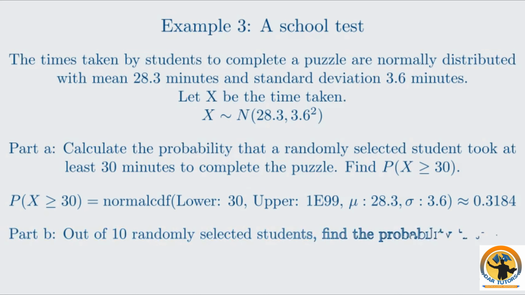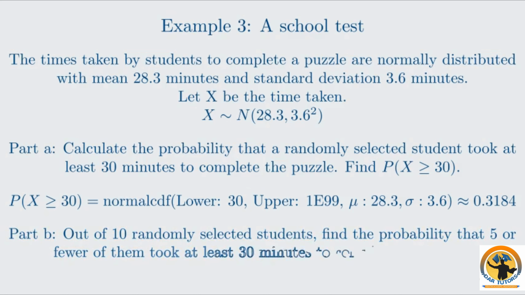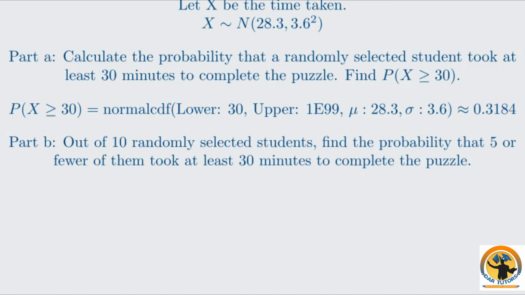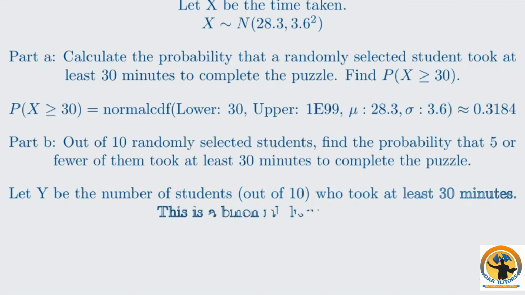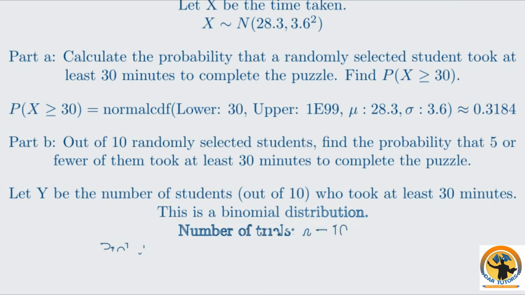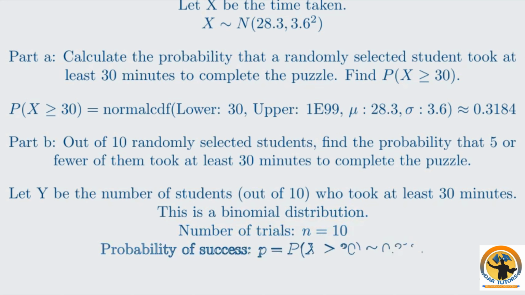We want to find the probability that 5 or fewer of these 10 students took at least 30 minutes to complete the puzzle. Notice that we have a fixed number of trials, n equals 10, and we're looking for the number of successes. A success in this context is a student taking at least 30 minutes. We've just calculated the probability of success, p, which is 0.3184. This is the definition of a binomial distribution. So, let Y be the number of students who take at least 30 minutes. Y follows a binomial distribution with n equals 10 and p equals 0.3184.